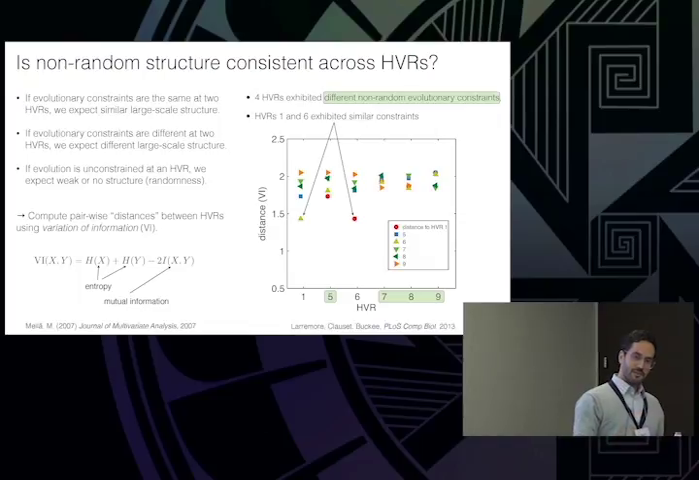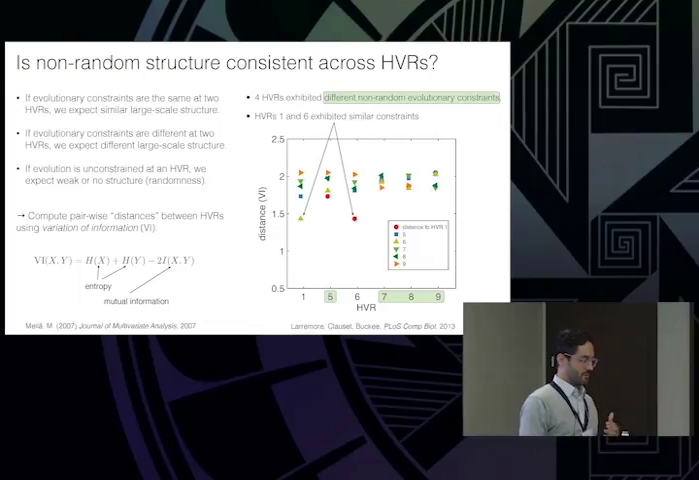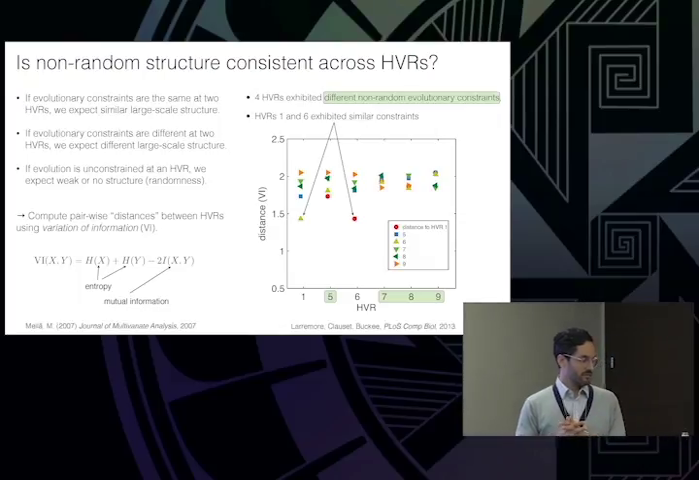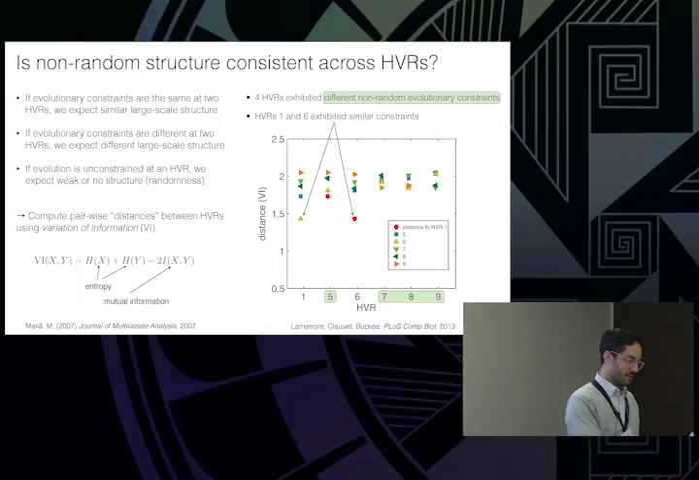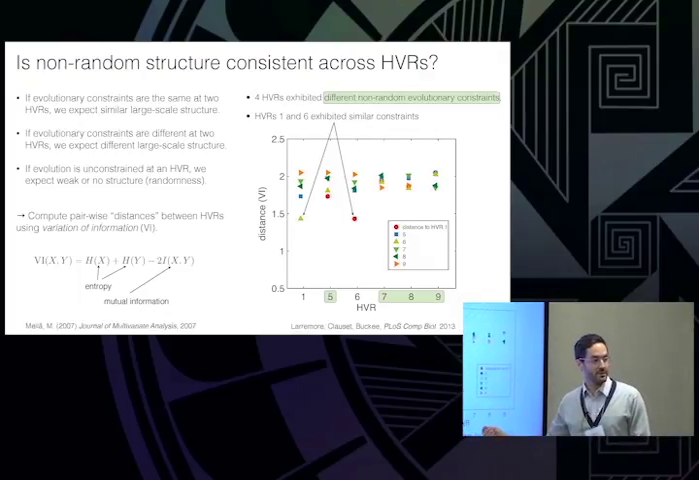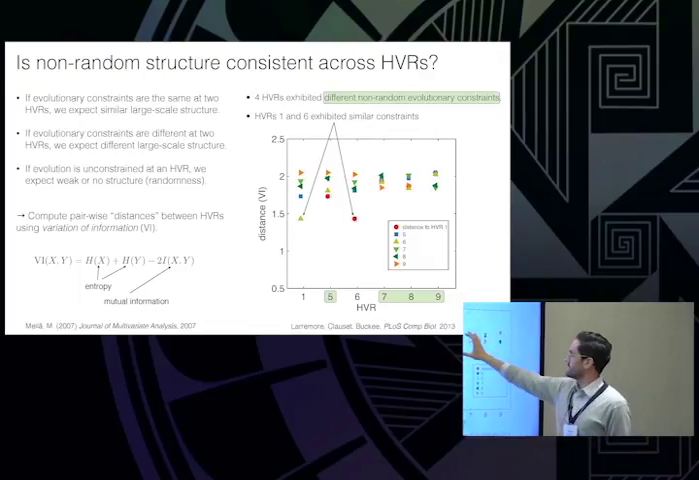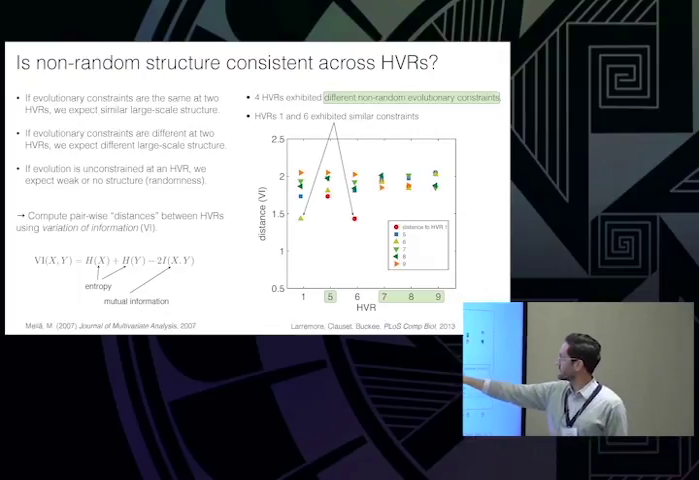If the constraints are different at 2 highly variable regions, we expect different large-scale structure. So they're able to move independently, and therefore they're exploring sort of different antigenic spaces. If evolution is unconstrained, in other words, it's totally random, then we expect weak or no structure. So what we can do is use something called variation of information that's sort of like asking how far apart are 2 different divisions into communities. And if I show you the distance here versus the highly variable regions, I'm only showing 6 here that were meaningful, you can see that in general, they tended to be far apart, except 1 is close to 6, and of course, reciprocally, 6 is close to 1.